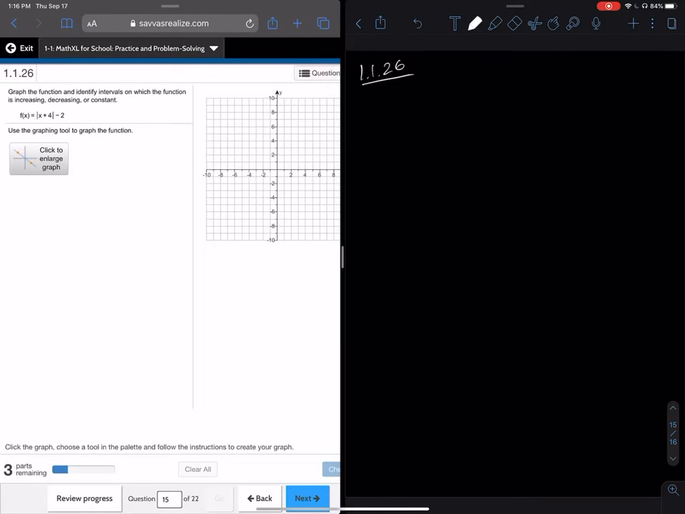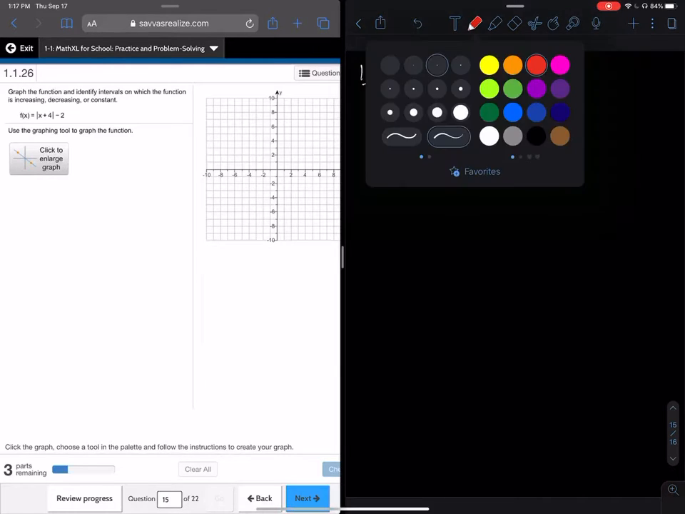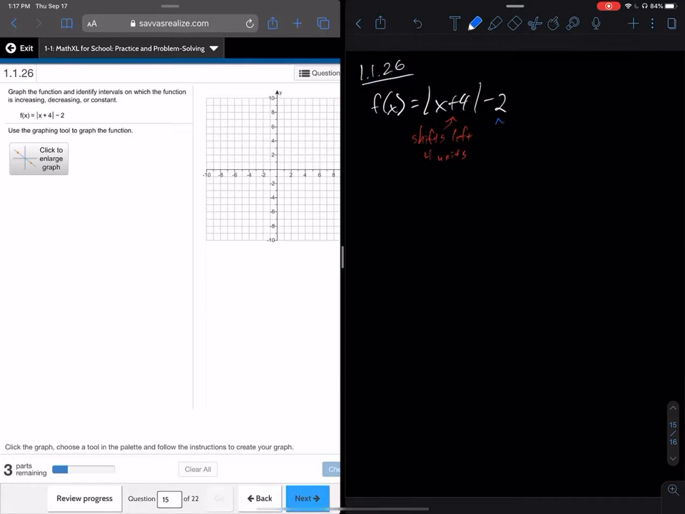Problem 1.1.26, we're told to graph the function and identify intervals on which the function is increasing, decreasing, or constant. So we have the function f of x is equal to the absolute value of x plus 4 minus 2. All right, so what's going on here is that this plus 4 tells me that my graph is going to shift left 4 places, or 4 units. And this minus 2 tells me it is going to shift down 2 places, or 2 units.